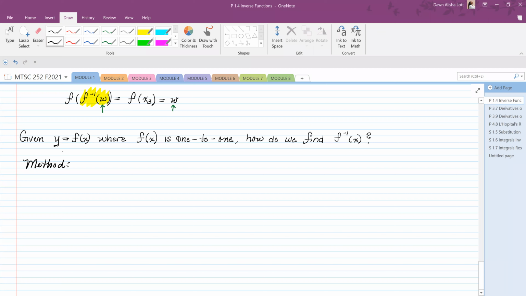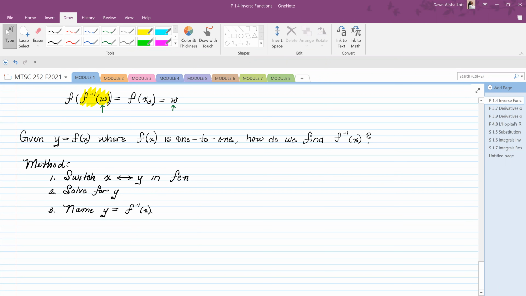So the first thing we're going to do is switch x for y in the function. The second thing we're going to do is then solve for y. So this is going to put your algebra skills to the test. And then we're going to name the y we get to be the inverse function.